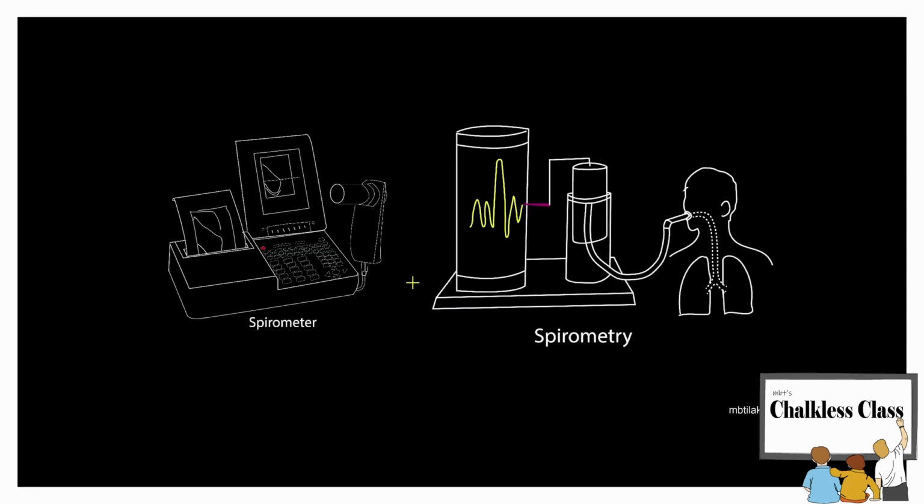To study about these volumes, one instrument is required. Its name is spirometer. In this diagram, two types of spirometers are shown. One is the conventional spirometer and another is the digital spirometer. The graph obtained by this spirometer is called spirogram. We'll analyze the spirogram at the end of this video.